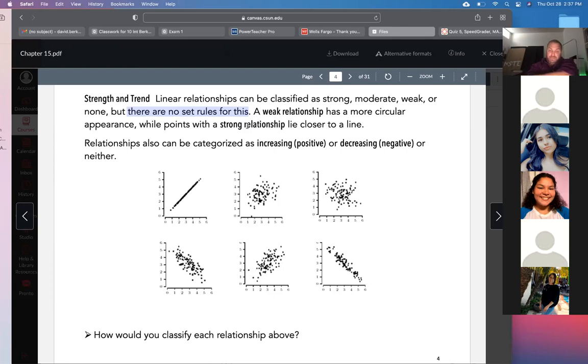Does that make sense? So the top left is perfectly linear. The bottom right is strongly linear. I would say the bottom left and the bottom middle are moderate. The top middle is weak, and the top right is none. That'll be my off the cuff guesses. Does that make sense what I'm saying? Yeah, okay.